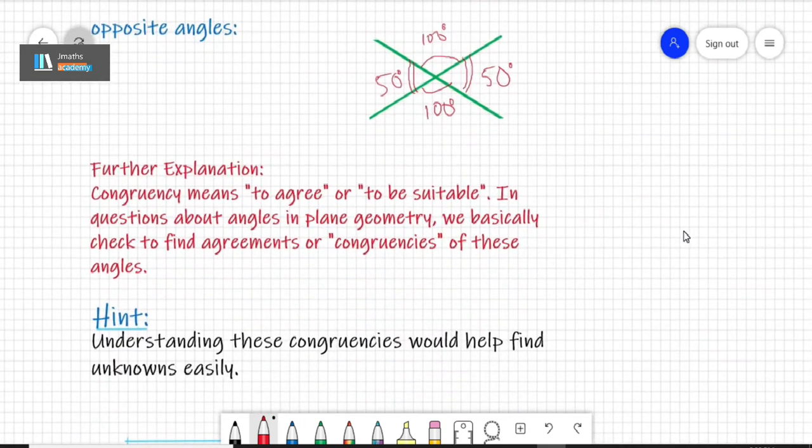So congruency means to agree or to be suitable. In questions about angles in plane geometry, we basically check to find agreements or congruences of these angles. So that's all about congruencies. Understanding these congruencies will help you find unknowns easily. Understanding the laws, understanding the relationships, understanding the facts we have just given you will help you a great deal in finding answers easily.